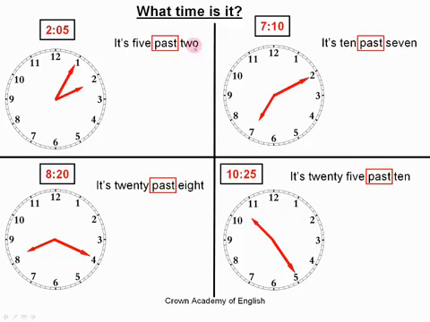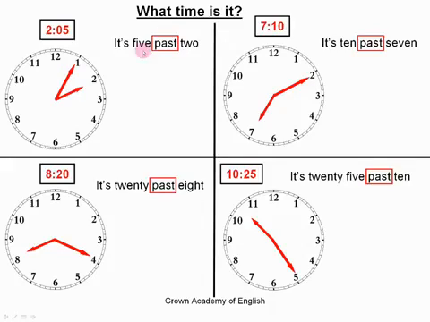So 2 is the hour. Now past, this word means after. Okay, after. And so we say past when we are telling the time when the number of minutes is between 1 and 30, 29. So it's this part of the clock. Okay, so it is this part. 2:05.